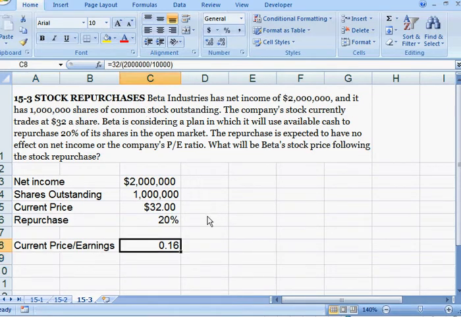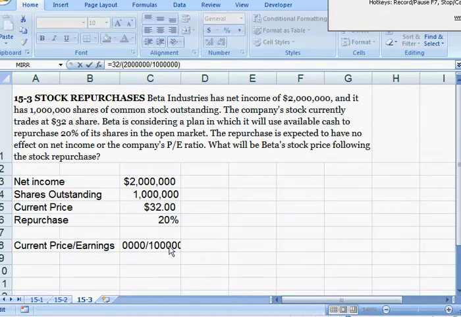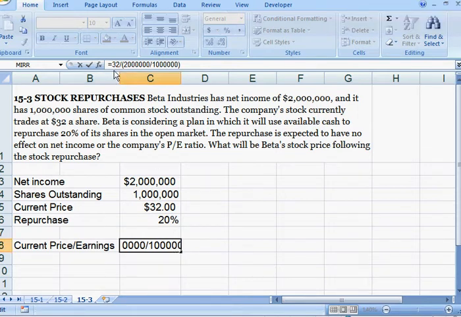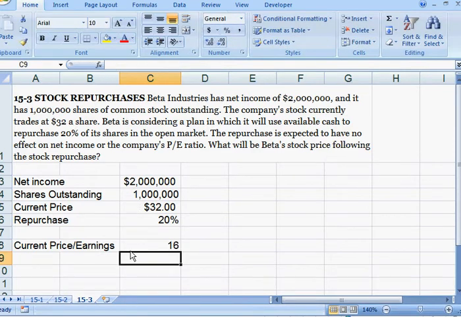And you should get a 16. And you end up 32 million divided by 2 million divided by 1 million. You should end up with a solution of 16. Okay, so the current price-earnings ratio is 16.